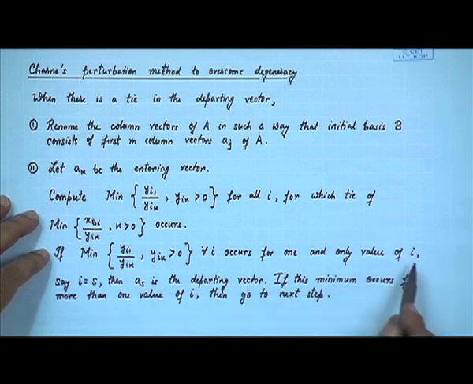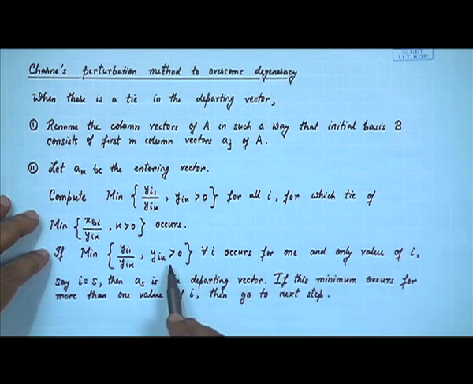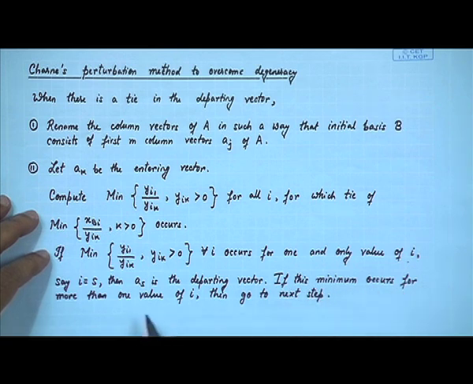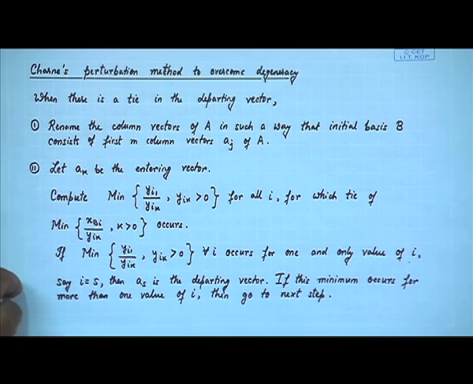That is for which i the minimum occurred by changing the columns of the simplex table, that will be the departing vector. And if this minimum occurs for more than one value of i, then I have to go to the next step. That is, still there is a tie. So I have to go to the next step.